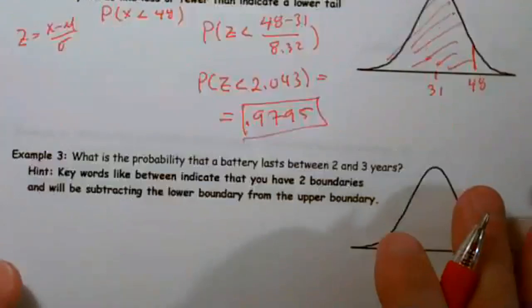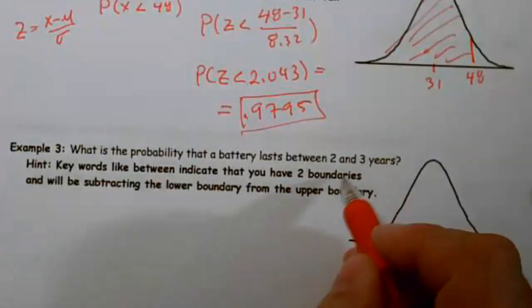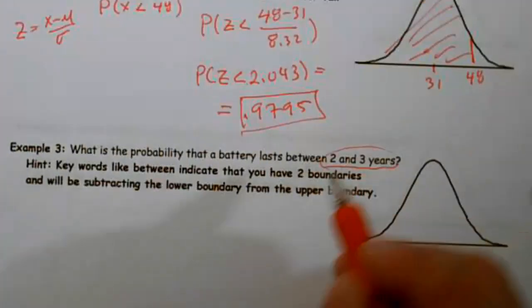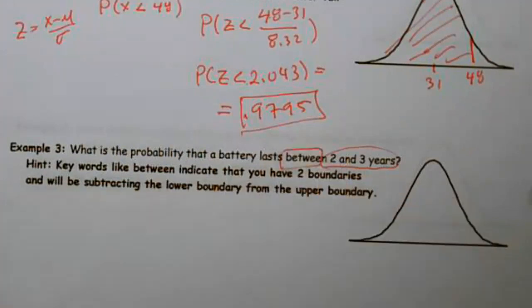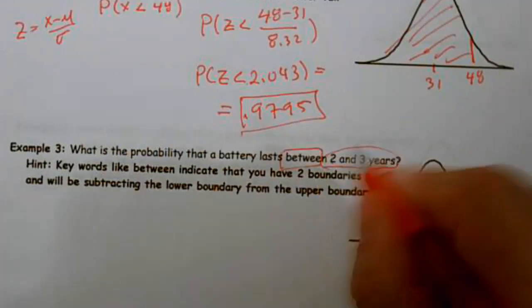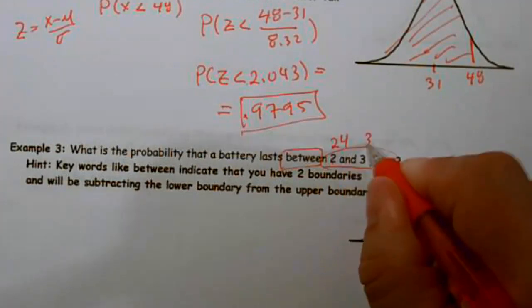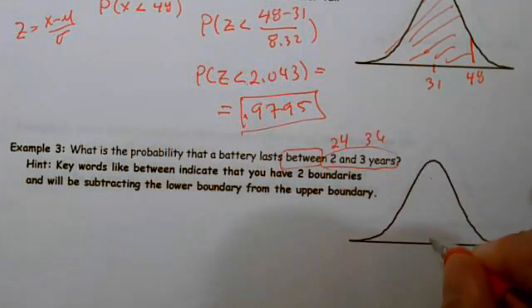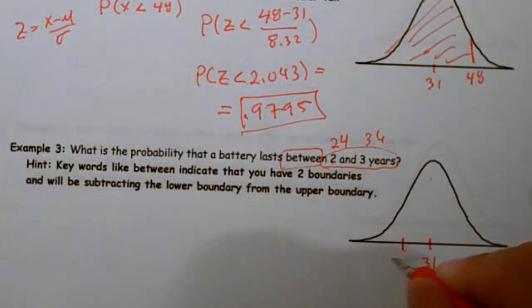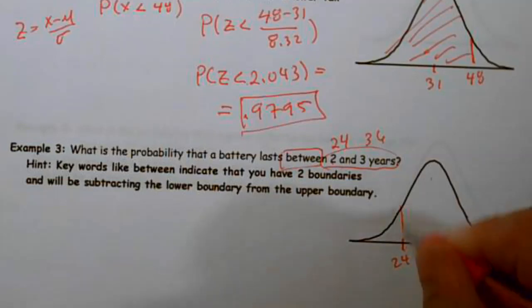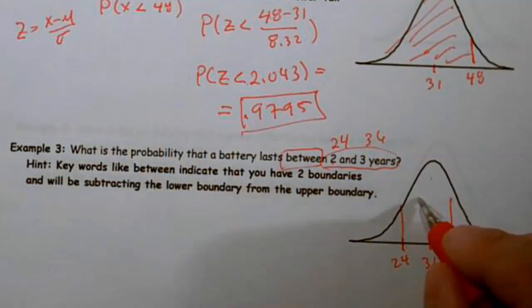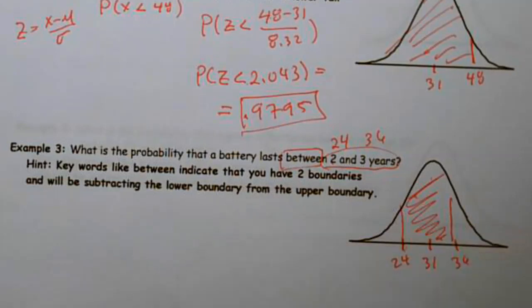What's the probability that a battery lasts between 2 and 3 years? Okay, the keyword there is between. I'm going to turn these into months. 2 times 12 is 24. So we have 24 and 36 months. Our mean is still 31. So we're somewhere below the mean at 24, and somewhere above it at 36. So I'm looking for this shaded region.